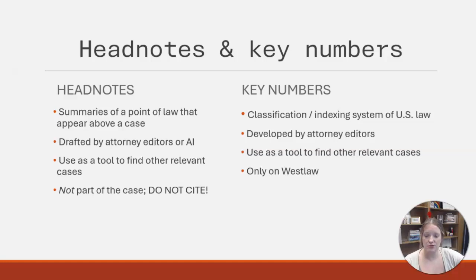So that is one such tool, right? Key numbers is the classification or indexing system that organizes by subject and then it gets more and more specific within those subject areas. These also are developed by attorney editors and are used as a tool to find relevant cases. These key numbers are only available on Westlaw. The key numbering system is specific to Westlaw and is not available on Lexis. However, you will find topics on both, which is another subject classification system.